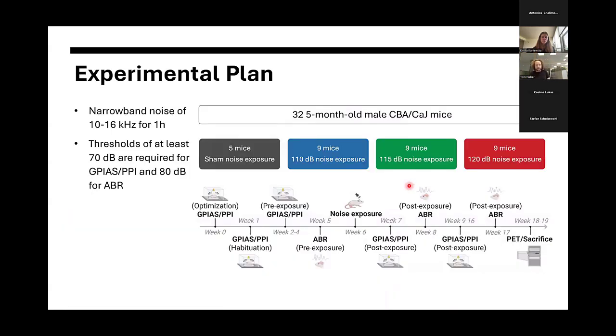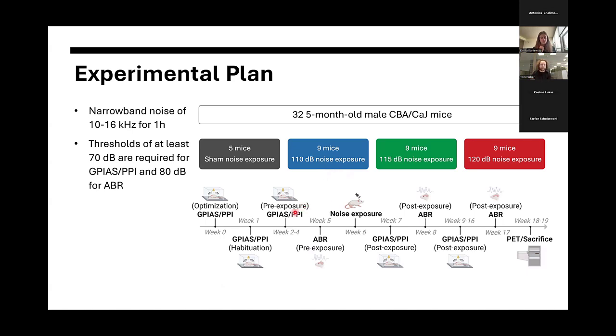So to do that, we've used 32 mice, 5 are in a control group and 9 are in 3 noise exposure groups. And we want to make sure that we have enough noise exposure to actually induce tinnitus. But we don't want to have so much noise exposure that the animals have too much hearing loss that they cannot hear the stimuli anymore from GPIAS and the auditory brainstem response. So that's why we're trying different amounts of noise exposure.